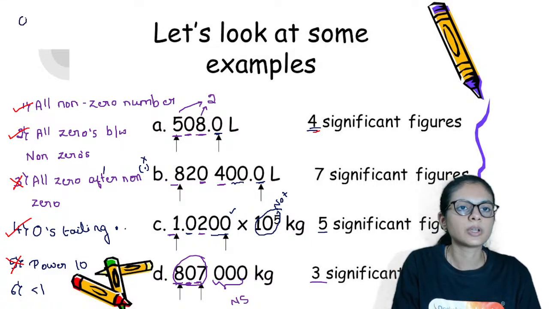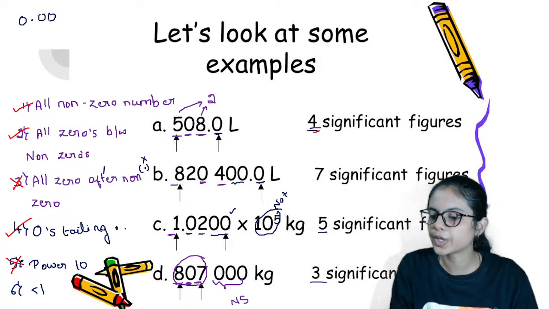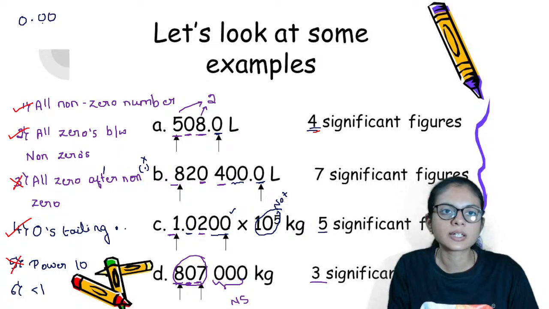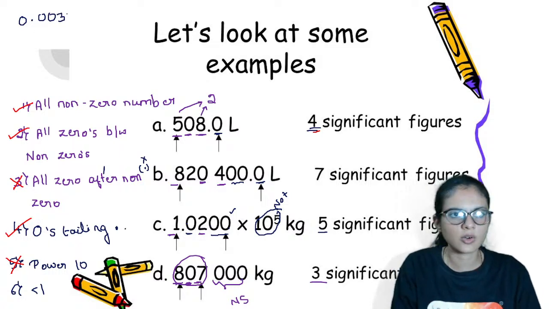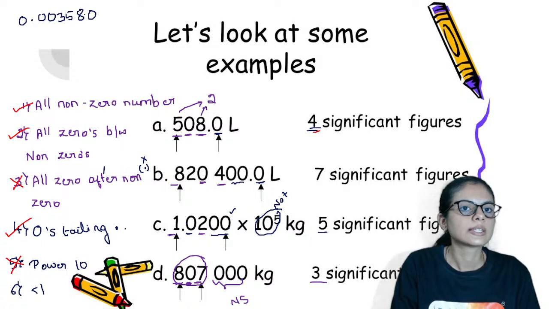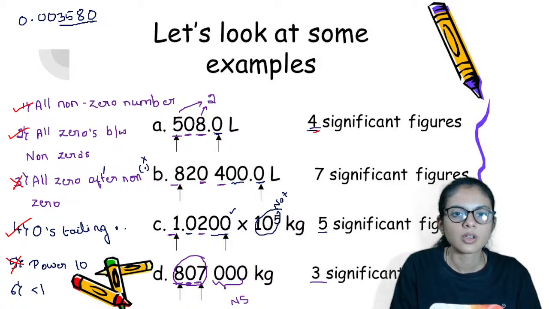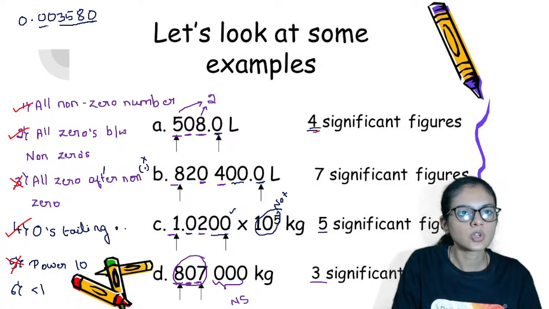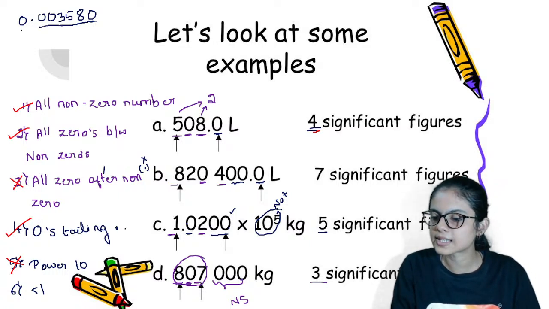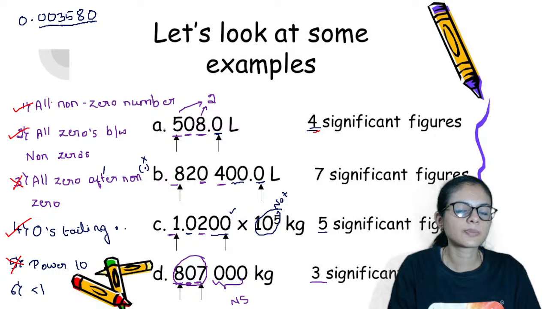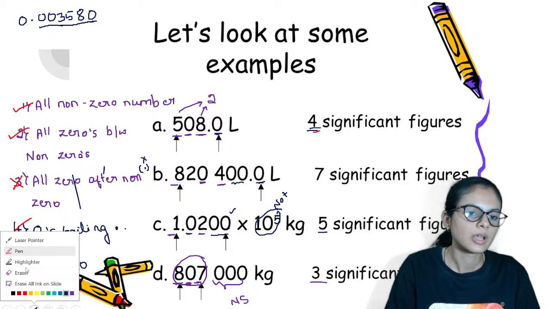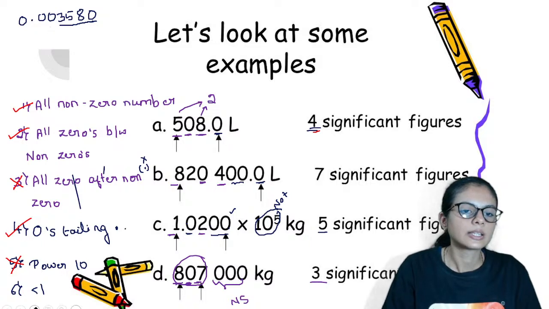So let's consider an example of 0.003580. The 3580 is trailing after the point, so this is significant. These are non-zero numbers, so this is also significant. And what we have studied is that zeros that exist after the point are significant, so these are also significant. What about this zero? Is it significant or not at this particular point?